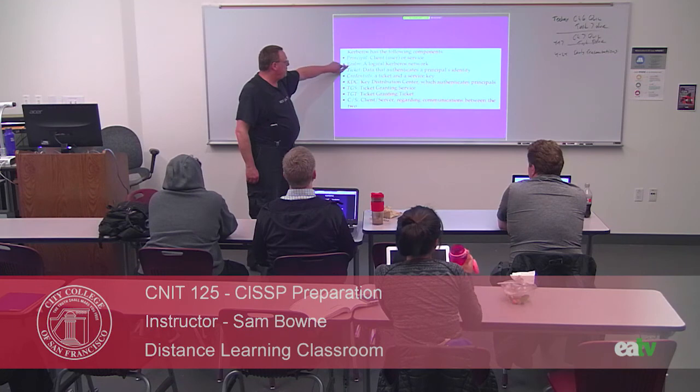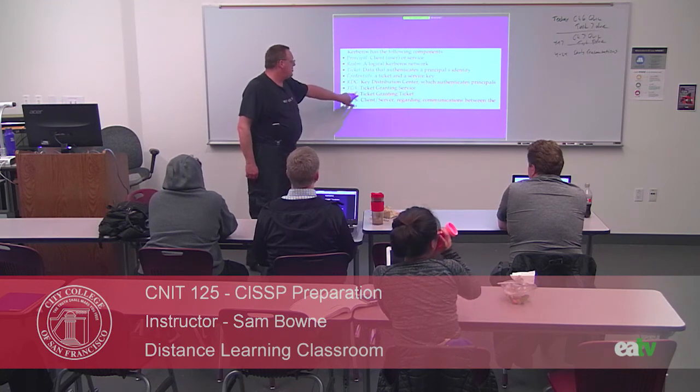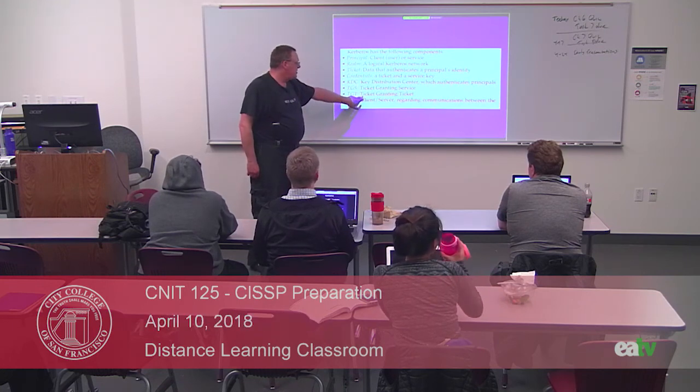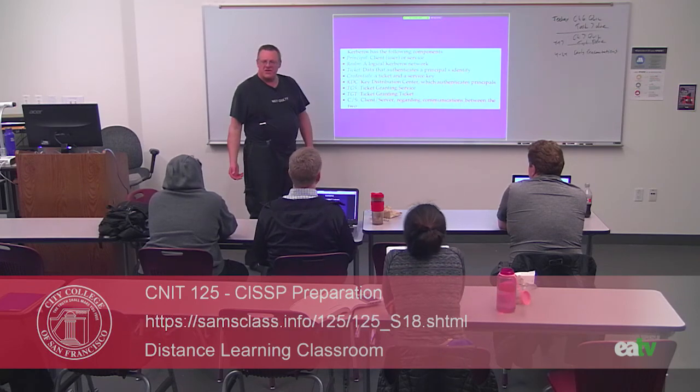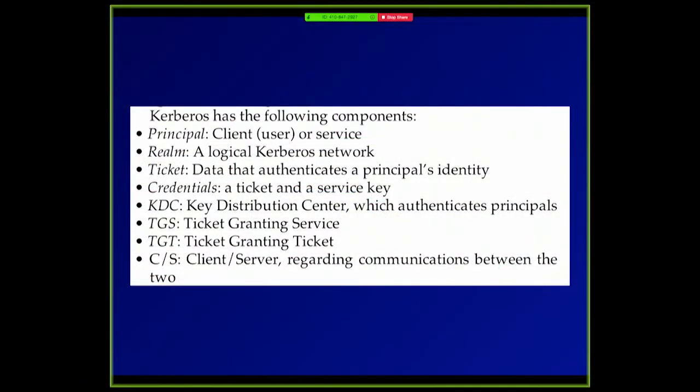You've got a principal and a realm and a ticket, key distribution center, ticket granting service, ticket granting ticket, client, server. And what Mimikatz does is there's something called a golden ticket, which identifies the ticket issuing server. And that thing is good for 25 years. And he figured out a way to find and steal the golden ticket. So now he can just issue all the tickets he wants. So, you know, that's how it works.